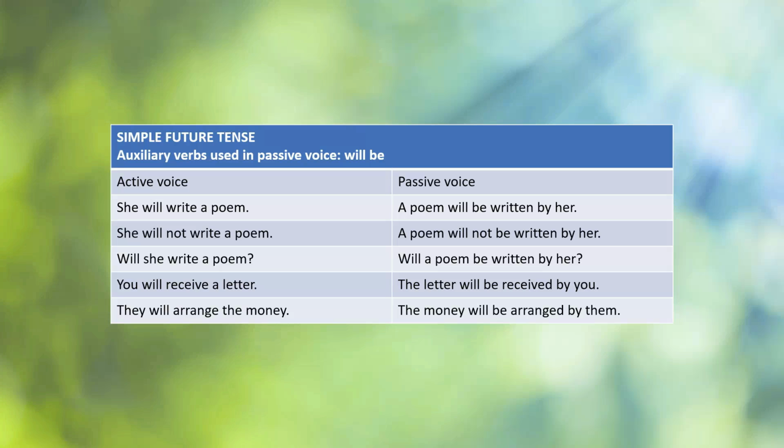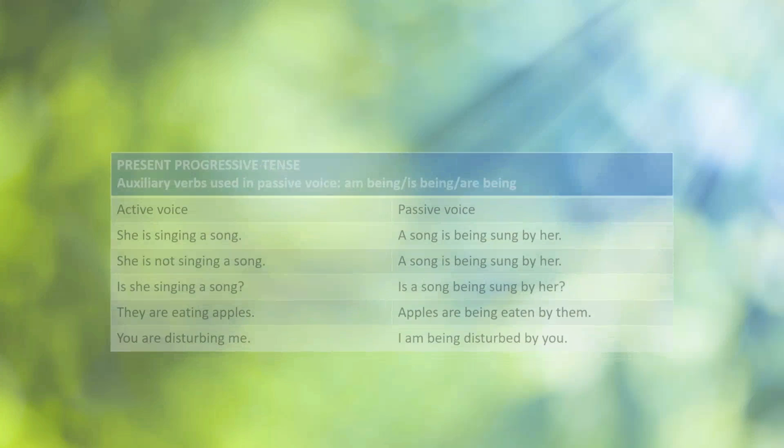Second one, she will not write a poem. A poem will not be written by her. Will she write a poem? Will a poem be written by her? You will receive a letter. A letter will be received by you. They will arrange the money. The money will be arranged by them. So this is very easy. In active voice, we use only will, and will with V1, meaning the base form of the verb. And in passive voice, we use will be with V3, meaning the past participle of the verb. Now let's see the next one.